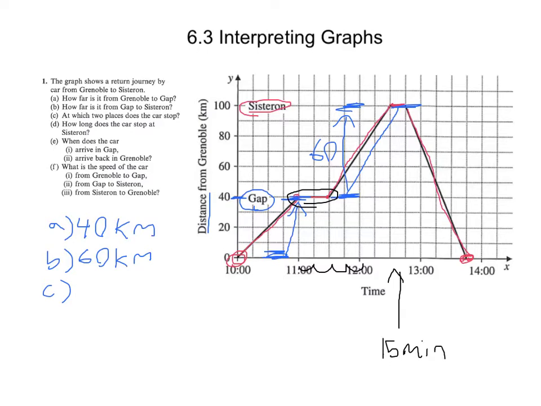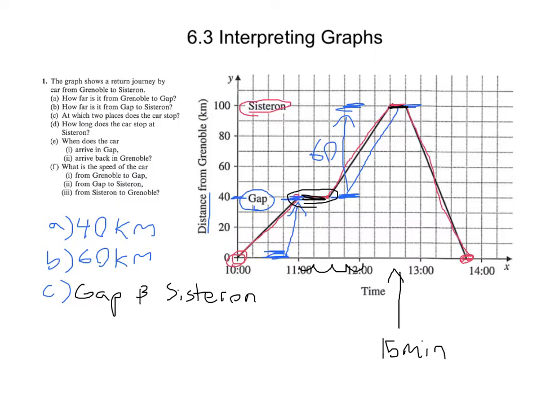Okay, so C says at which two places does it stop? Here it stops for a half an hour in Gap, and then it stops for 1 square or 15 minutes in Sisteron. So for C, you just say, oh, it stopped in Gap and Sisteron. Okay, so you just write the names down. It stopped in Gap and in Sisteron. Okay, so this is really about just understanding the situation here that this picture is telling you about.